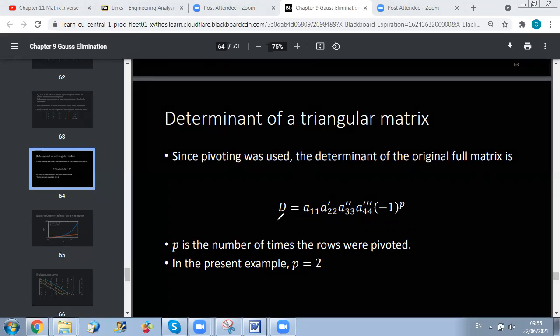Remember, we said a 4x4 full matrix is very hard to get the determinant of. We need to do a lot of steps. But when we transform it to an upper triangular matrix, the determinant will just be the product of the elements on the diagonal, which is very simple to find.